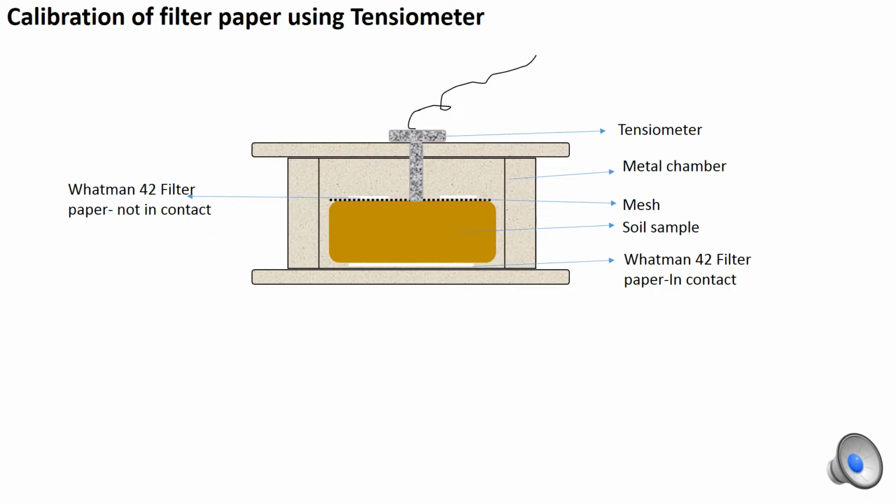and later the filter papers which are in contact and not in contact are placed in oven to get the moisture content of the filter papers, and a sample extracted from the dried sample is placed in WP4C to get the total suction of the sample at that given moisture content.